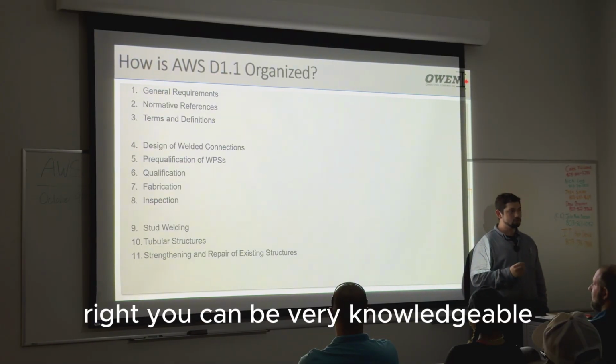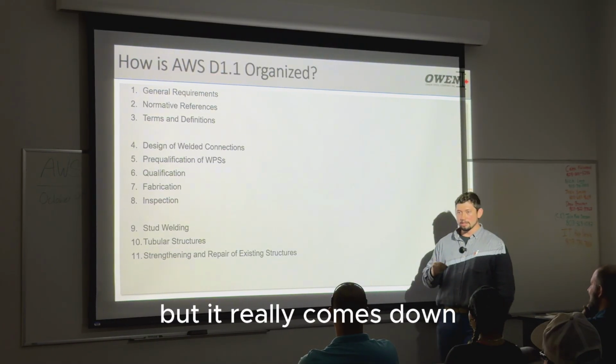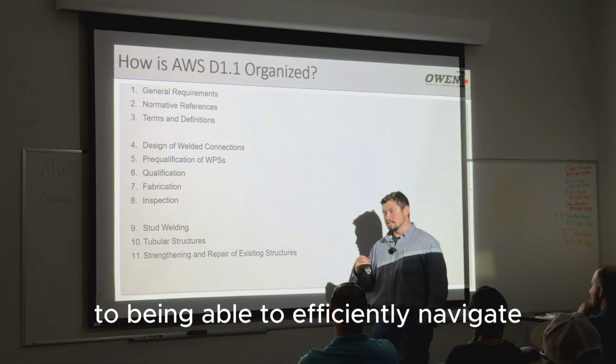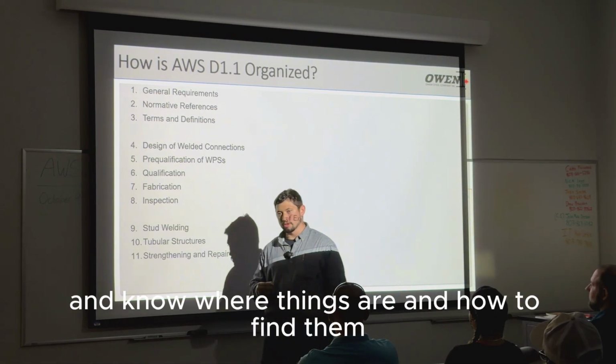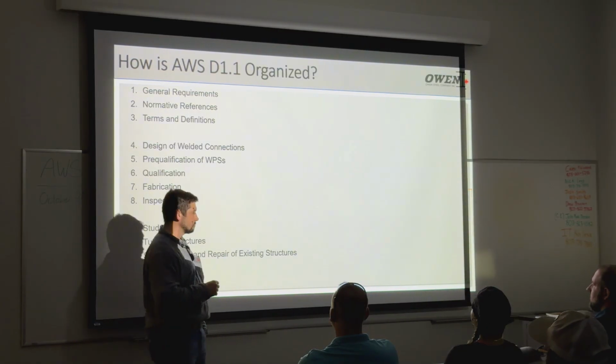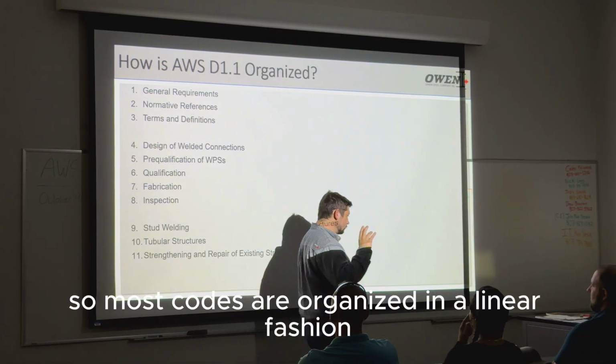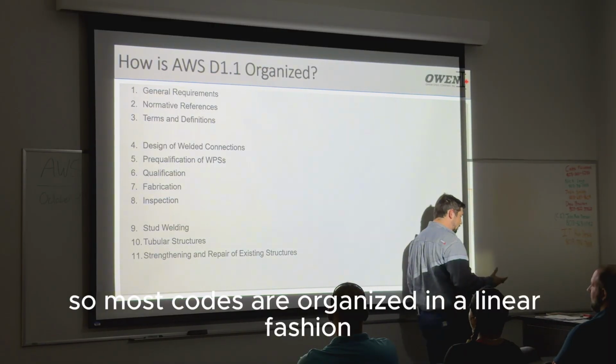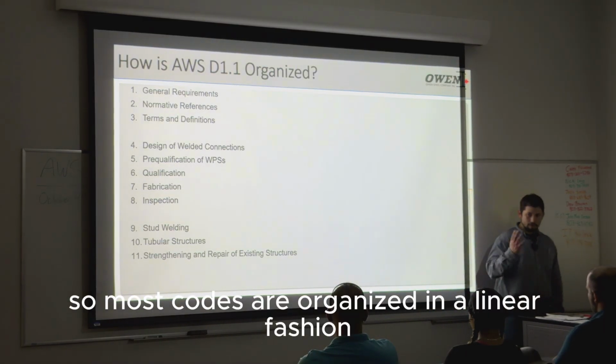You can be very knowledgeable, but it really comes down to being able to efficiently navigate and know where things are and how to find them. It's not about knowing everything, it's about being able to find the answers. So most codes are organized in a linear fashion.